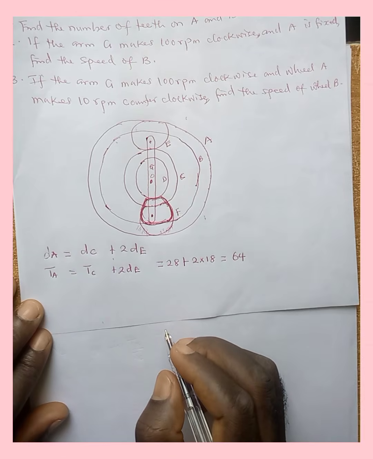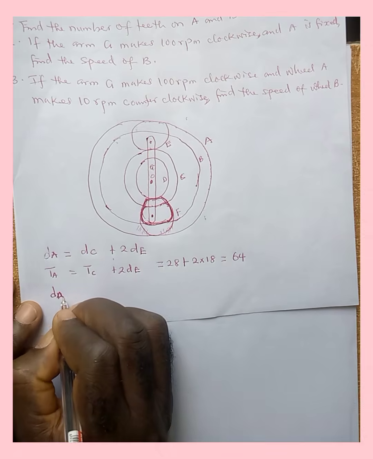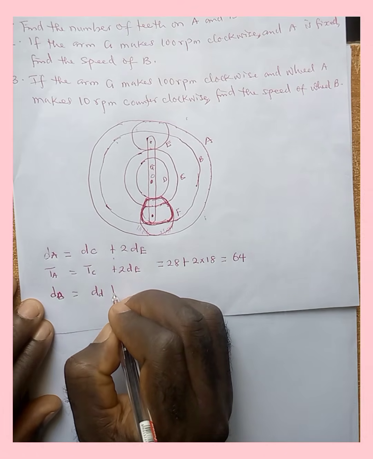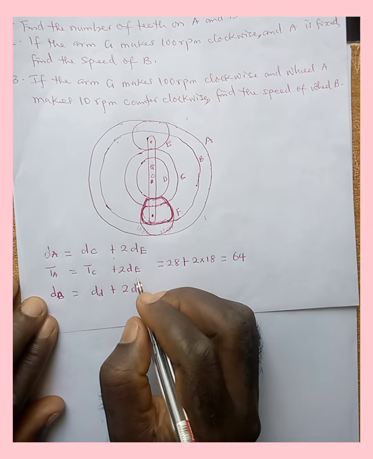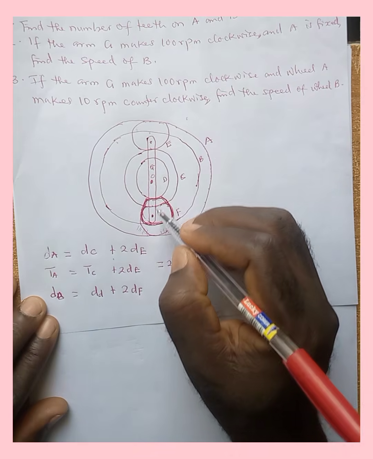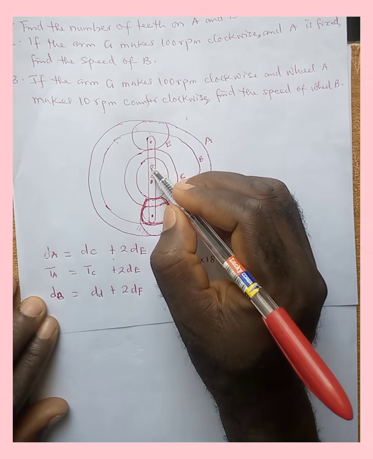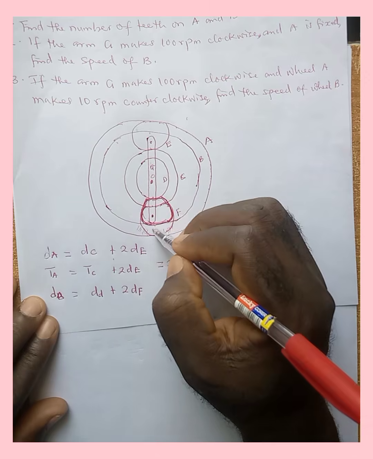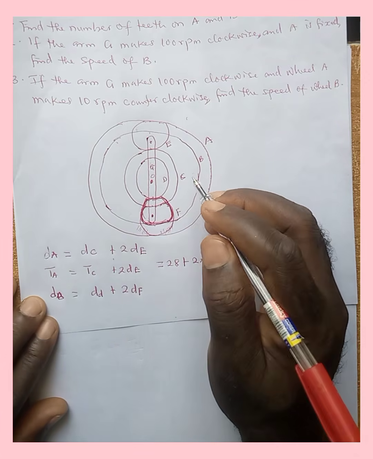Then also the diameter of wheel B is equal to the diameter of wheel D plus twice diameter of wheel F. When you look at it, the diameter of this wheel B, which starts from here to this place, is equal to the diameter of this wheel D plus the diameter of this wheel F. Then we also have similar with this one at this end. That's why we say twice the diameter of wheel F.